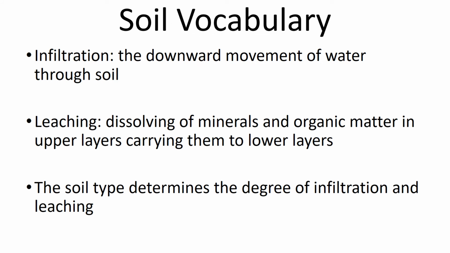And so when we're talking about soil, we may throw some words out there. Infiltration is the downward movement of water through the soil. As water is infiltrating, you can also think of it as permeability. So you have a high infiltration rate if you have high permeability, where water is going through it fast. Leaching is where minerals and organic matter get brought down into lower layers, so they're actually moving with the water usually. And like I said before, the type of soil will determine how fast water infiltrates and how fast nutrients are leaching.